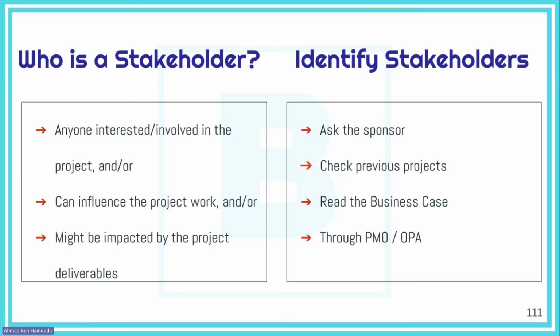So a stakeholder could be anyone who's interested in your project or who is involved in your project. Either someone who could influence the work in the project, or who could be impacted by the project deliverables. If some party has one of these three characteristics, they could qualify as a stakeholder, and then you will have to record and register them in the stakeholder register.